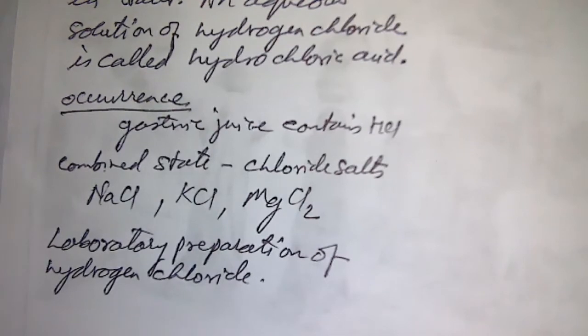When I write laboratory preparation of hydrogen chloride, what does it mean? We are producing the gas. Hydrogen chloride, I didn't write hydrochloric acid. If I write hydrochloric acid, then it says that we are going to produce the solution. Clear? So laboratory preparation, how do we do it?